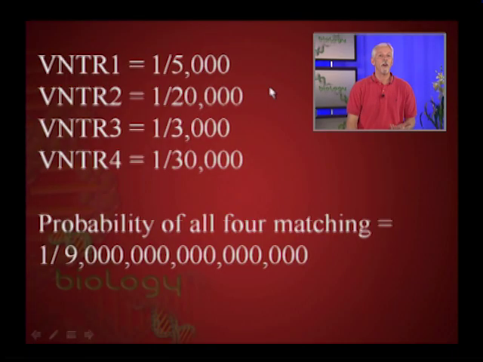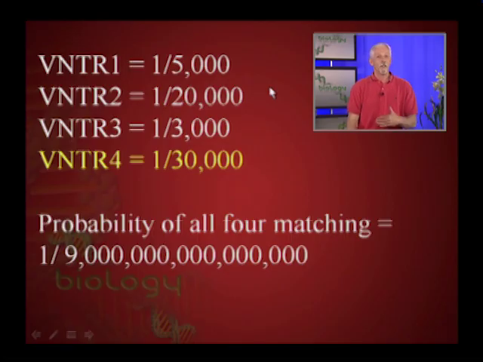So let's say that in our example here, the first VNTR, if you shared that gene pattern with another person, that would happen in 1 in 5,000 times. So there's only a 1 in 5,000 chance that you would be identical to another individual. And let's say that for our second VNTR, the chance of being identical to them would be 1 in 20,000. And our third VNTR would occur only 1 in 3,000 times. And our fourth VNTR, 1 in 30,000 times. Any one of those, you might be somewhat skeptical that perhaps they're not from the same individual.